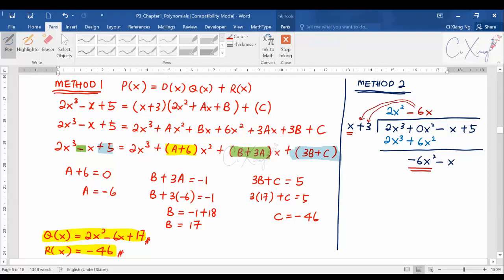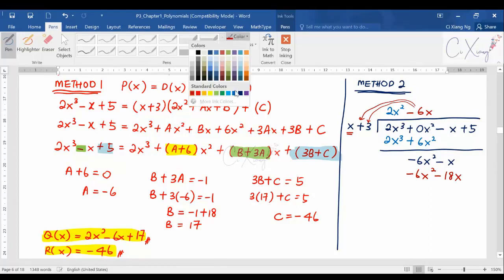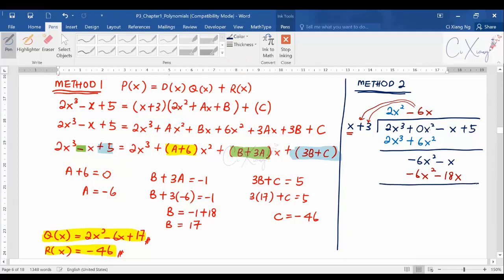Also the negative 6x multiplied with 3. If you write it out in the proper way, you get negative 6x squared, minus negative 6x multiplied with 3, which gives negative 18x. Then you draw a line again and minus again. Negative 6x squared minus negative 6x squared gives 0. Now negative x minus negative 18x, you should get 17x, right? Then bring down the number on top again, which is plus 5.